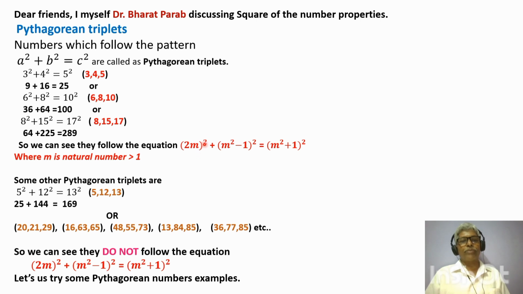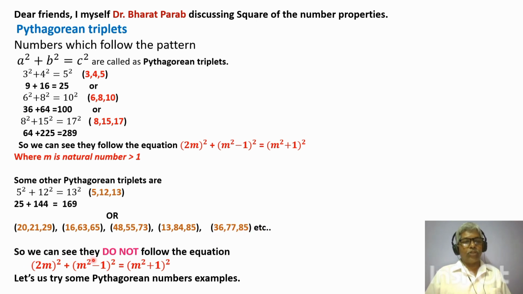So (2m) square plus (m square minus 1) whole square is equal to (m square plus 1) whole square. This equation should be satisfied if you want a Pythagorean triplet. Okay, so we go ahead. Some other Pythagorean triplets are 5, 12, 13, where 5 square plus 12 square is 13 square, or 20, 21, 29, 16, 63, 65, 48, 55, 73, 13, 84, 85, 36, 77, 85, etc.